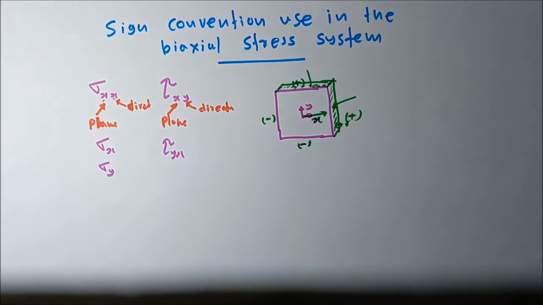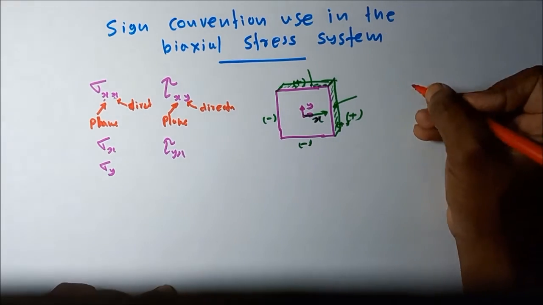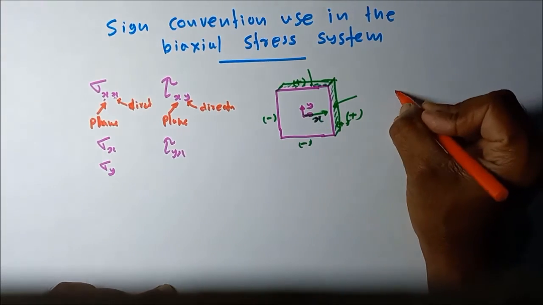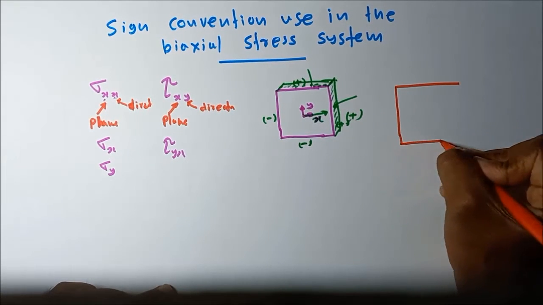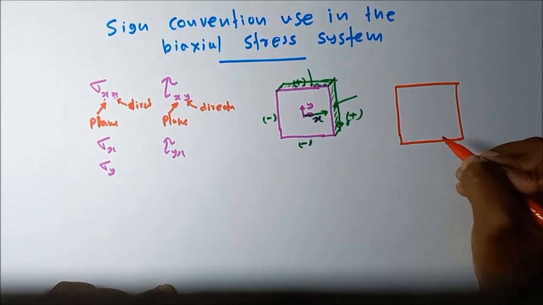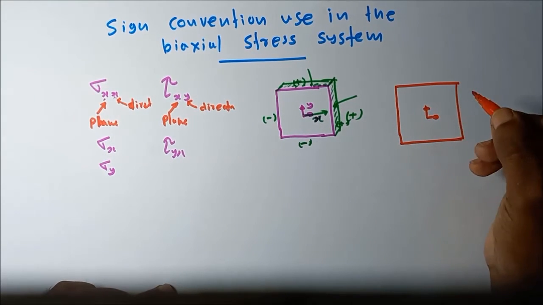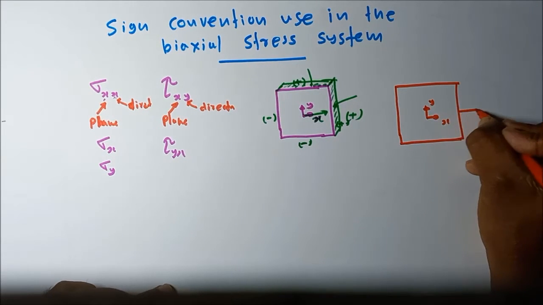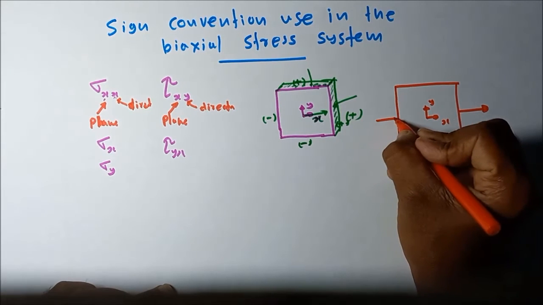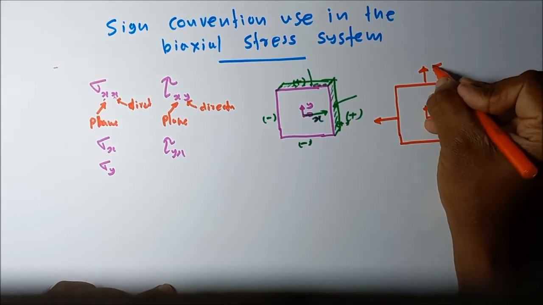Then let's see how to mark positive normal stress. If the normal stress is acting outward from the stress element, we take it as positive. When marking, for any plane, if the normal stress is acting outward from the considered stress element, we take it as positive. That means this is the positive way we mark the stresses.